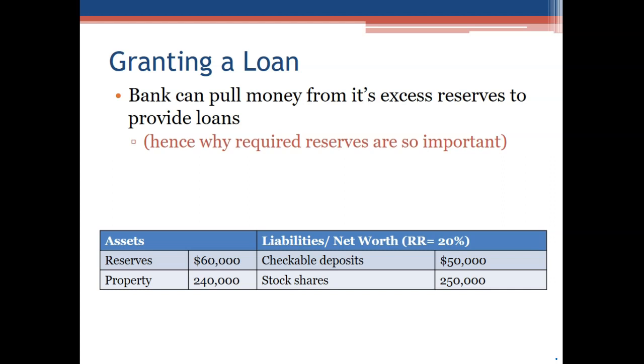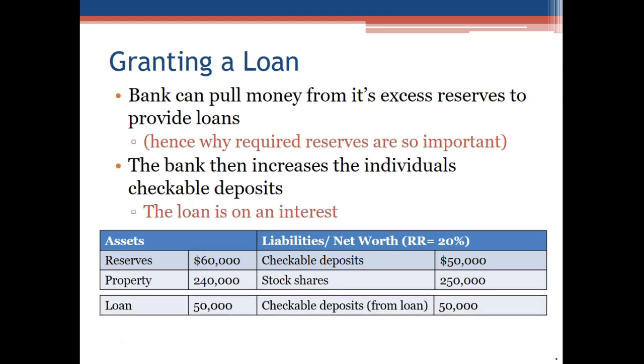So the bank can pull money from its excess reserves. We kind of talked about that earlier, and that's again why those required reserves are so important. So the bank can then increase individuals' checkable deposits, and the loan has interest. So that's why banks want to create loans. That's how they make their money. But how do they do that?